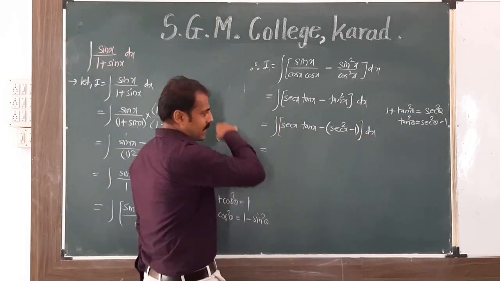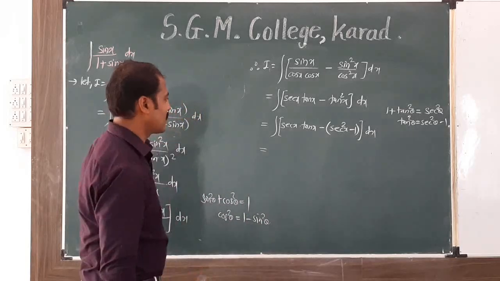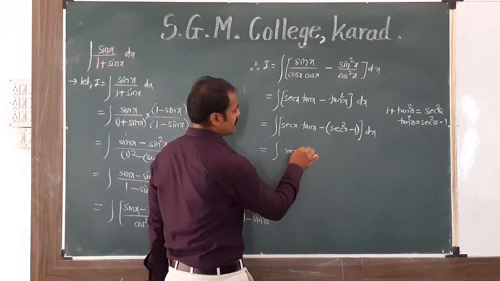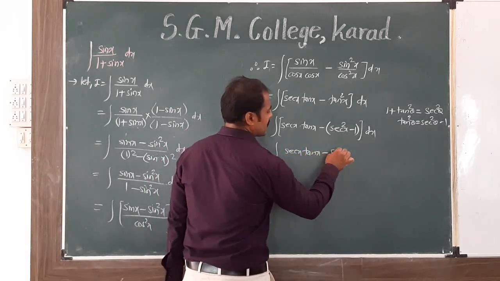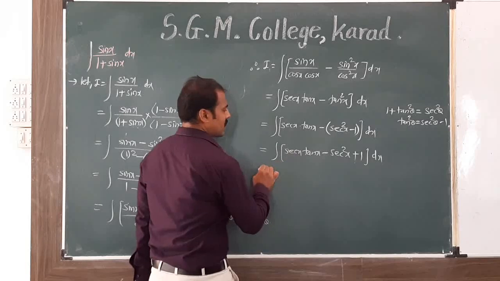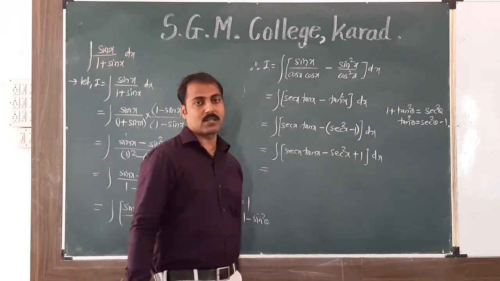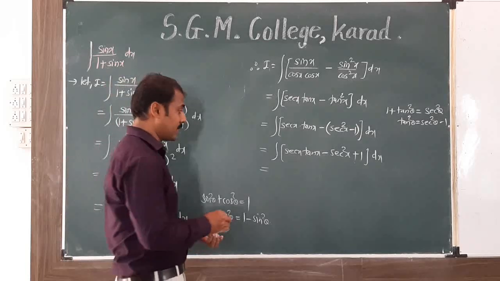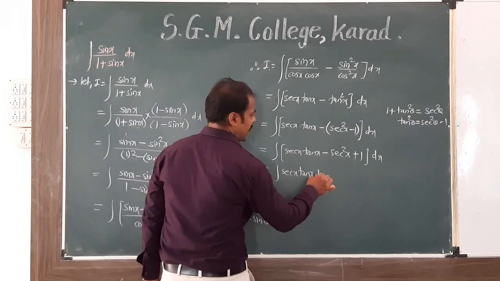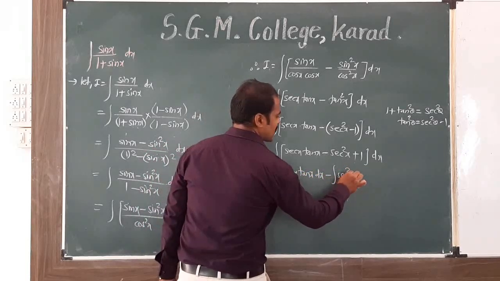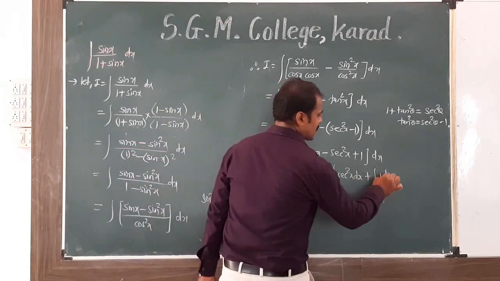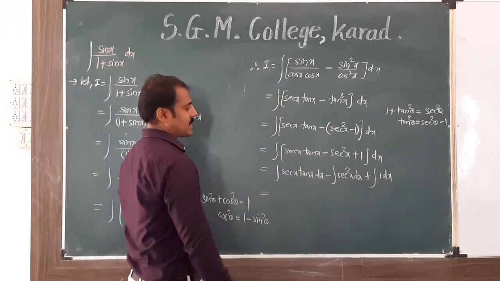Okay. Now inside the integration there is addition and subtraction. So I is equal to integration of sec x into tan x minus sec square x, minus minus becomes plus 1 dx. Now inside the integration there is a subtraction and addition, so we separate the integration sign with the dx. So integration of sec x into tan x dx minus integration of sec square x dx plus integration of 1 dx. Tell me the integration of sec x into tan x.